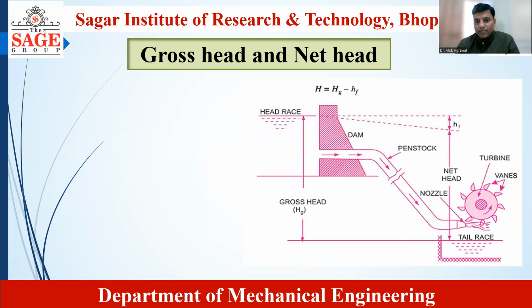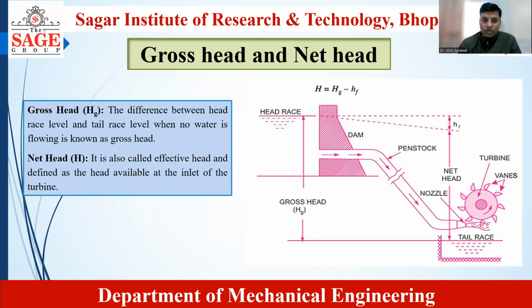So what is happening here? There are two races, head race and tail race, and the distance between these two races is called gross head. Okay, so it is the difference between head race level and tail race level when no water is flowing. Again, see, when the water flows, there are chances that the level of head race may decrease or the level of tail race may increase, so we will not get a constant value.